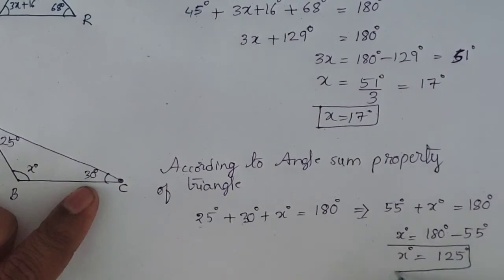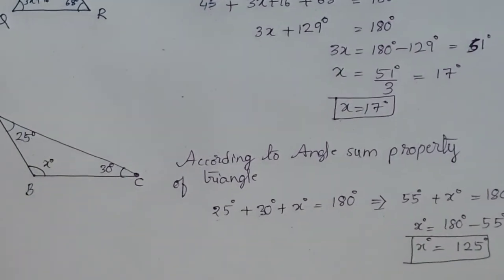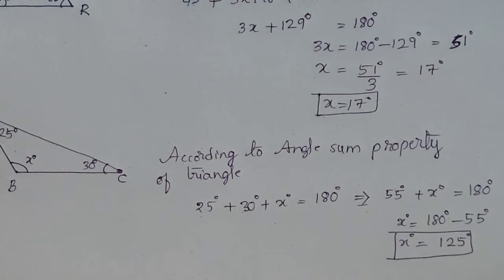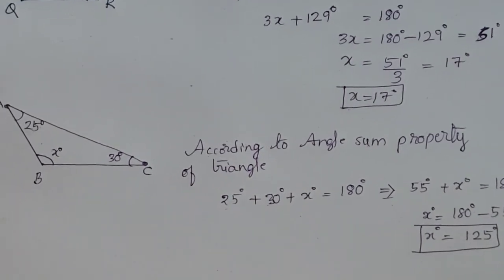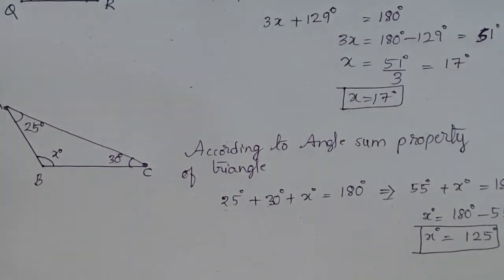That's the answer. So x equals 125 degrees. In this way we can find out the value of x. So now let us move on to the next problem, number 4.